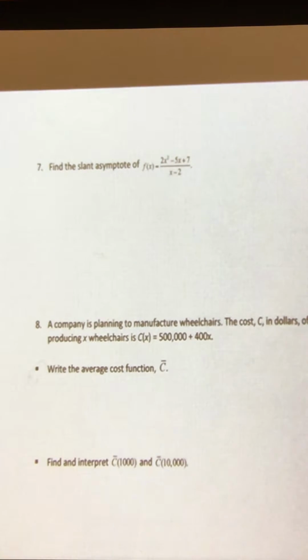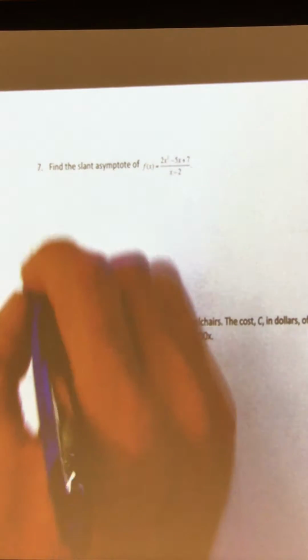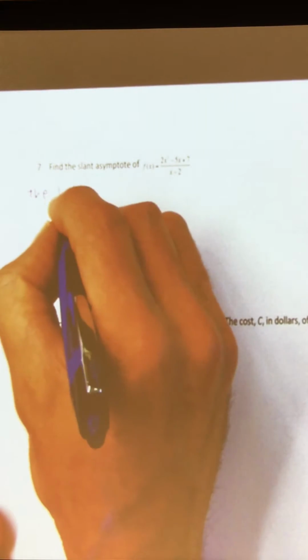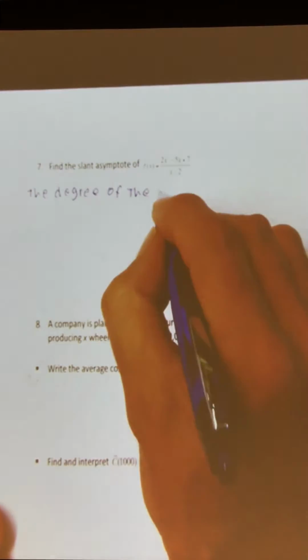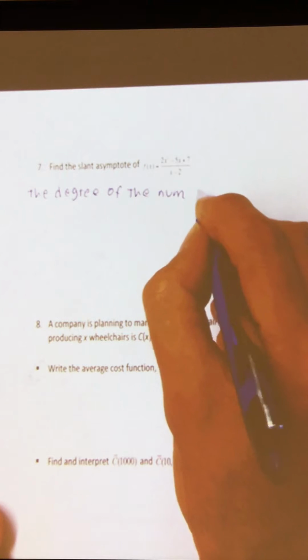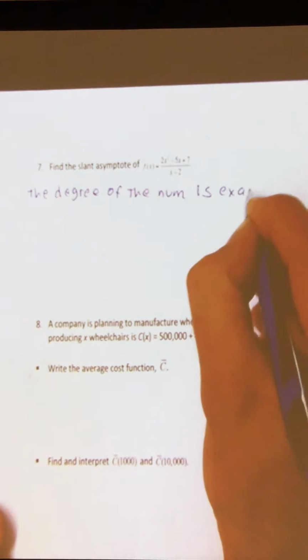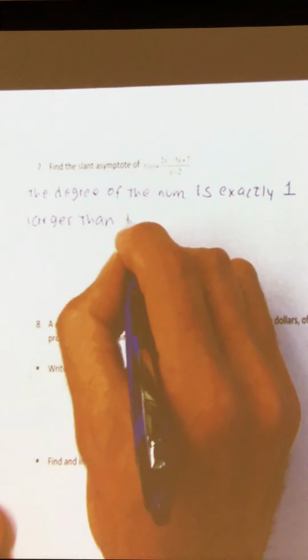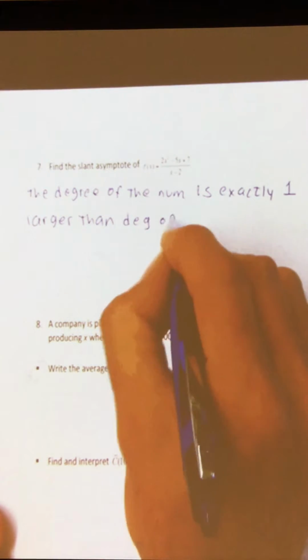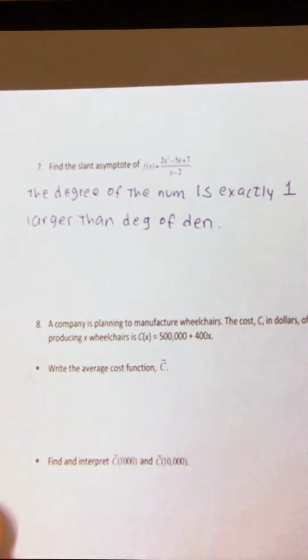We are asked to find the slant asymptotes for the function. Why does it have a slant asymptote? This is because the degree of the numerator is exactly 1 larger than the degree of the denominator. So we have x squared in the top and x to the first in the bottom.